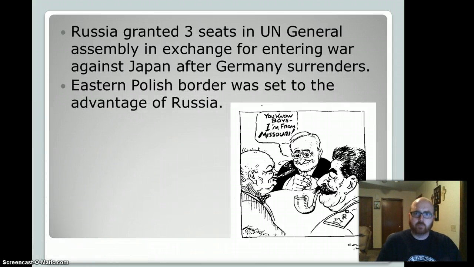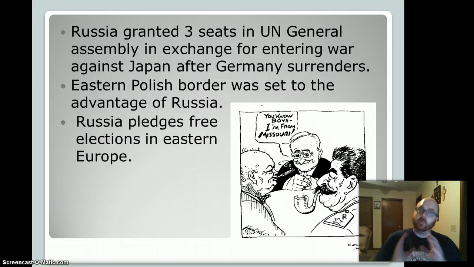All right, the Eastern Polish border was set to the advantage of Russia. So we're basically giving Russia all this stuff. We're kind of forming a superpower here. Okay? This sets the tone for the Cold War. We're giving Russia this power that will come back and bite us when we go into the Cold War next. We're just giving Russia more and more power.